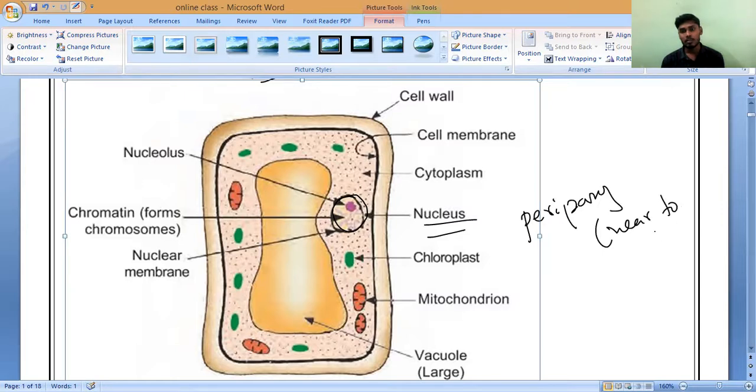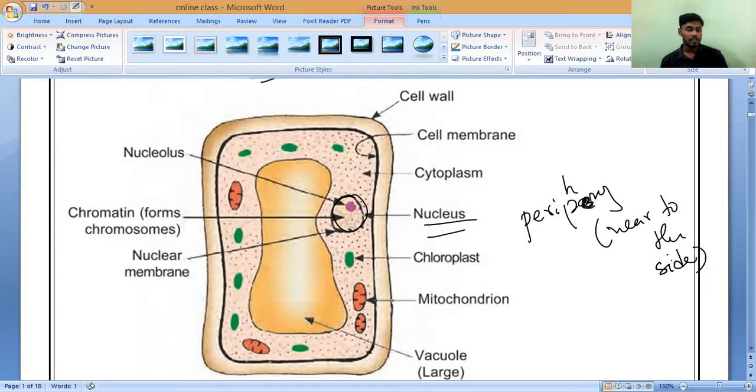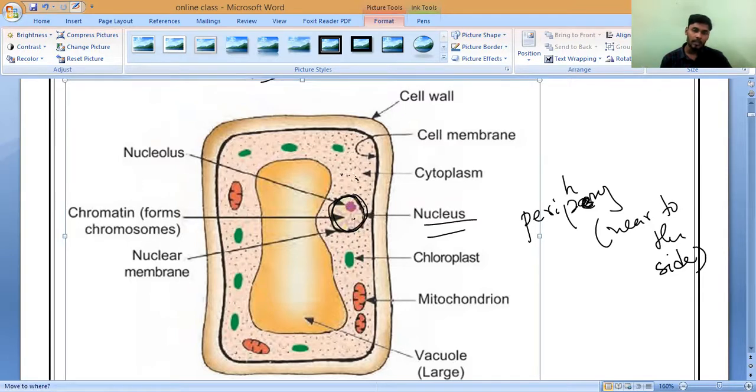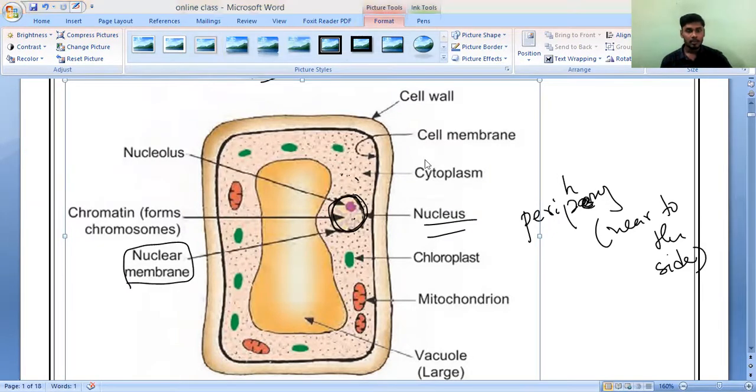P-E-R-I-P-H-E-R-Y. Periphery means near to the side. Here also you can see this is the cytoplasm and this is the nucleus. Here we have a wall separating the cytoplasm and nucleus. That is what we call the nuclear membrane.